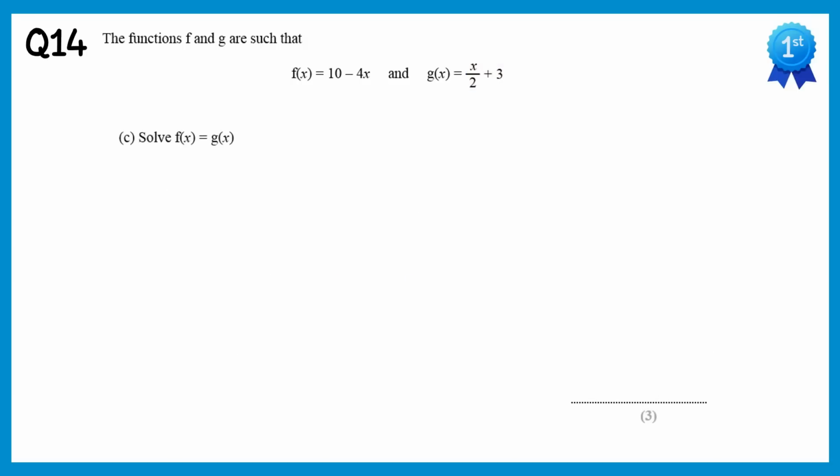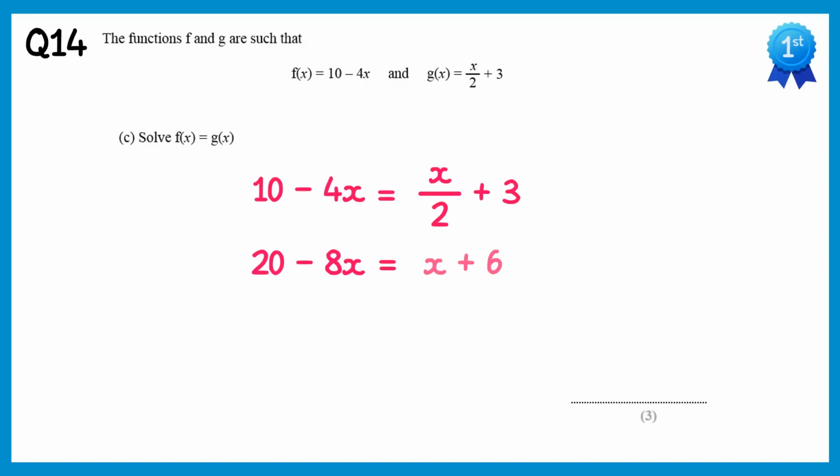And for the final part, we'll need to solve f of x equals g of x. So we're just going to set both of these functions equal to each other. So 10 minus 4x equals x over 2 plus 3. To solve this, I would times by 2 on both sides. If you times by 2 on the left, you get 20 minus 8x. And if you times by 2 on the right, that 2 will cancel, but the 3 will double to 6. So it's x plus 6.